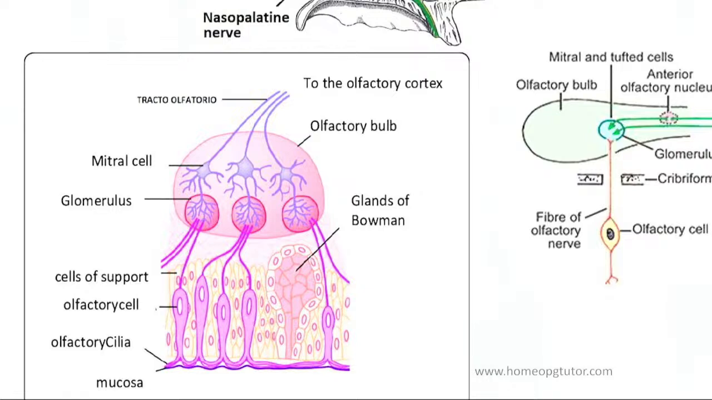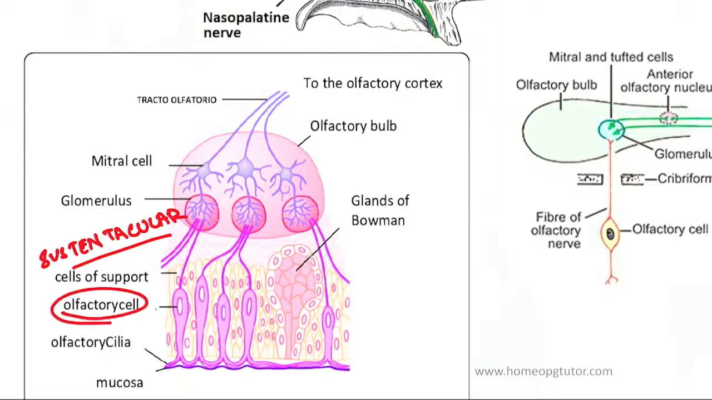So these are the cells present in the nasal epithelium and also in the olfactory bulb. In the olfactory bulb we have the glomerulus and the mitral cell, and in the epithelium we have the glands of Bowman and the supporting cells. Supporting cells are otherwise called sustentacular cells. These are support cells. That's it. So, the glial cells.